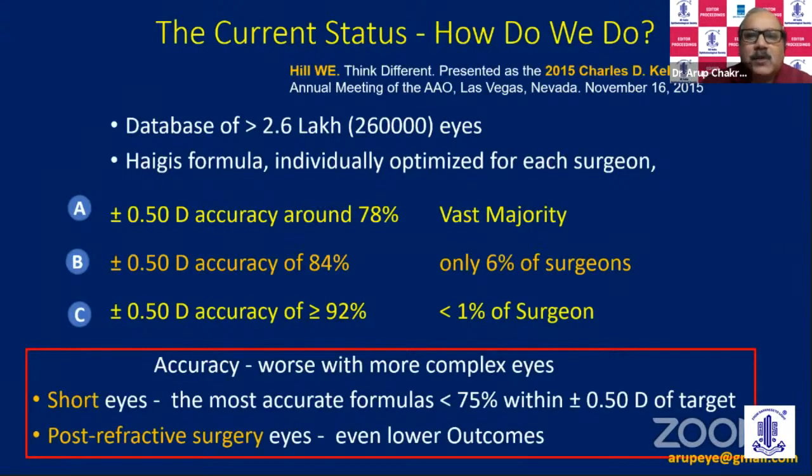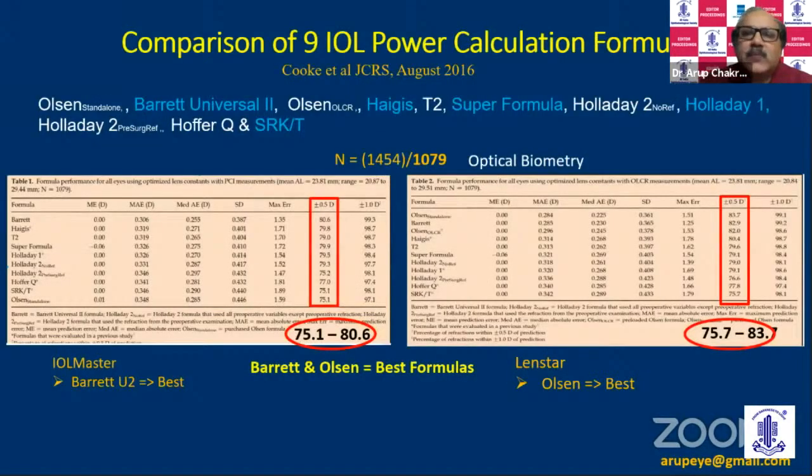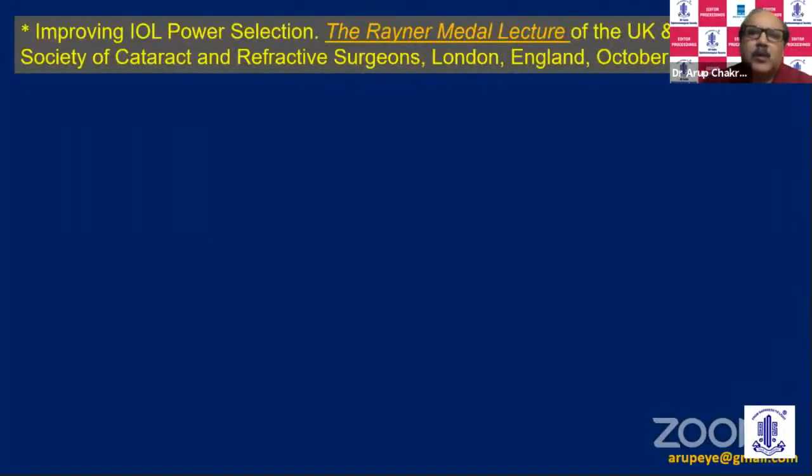And if these are all normalized, the results were even worse when you dealt with eyes with extremes of axial length or post-refractive surgery eyes. There's another interesting, important publication that happened in the JCRS August 2016, soon after this presentation, which compared the visual outcome using 9 IOL power calculation formulas using optical biometry, and it revealed that the refractive accuracy was between 75.1 to 80.6 using these multiple formulas. So definitely we are making progress from what we were achieving before that.